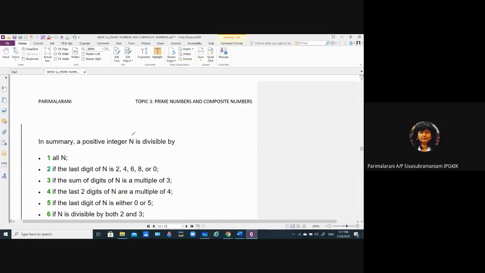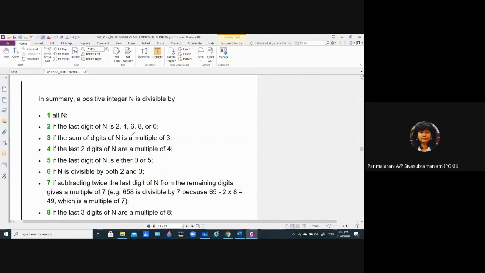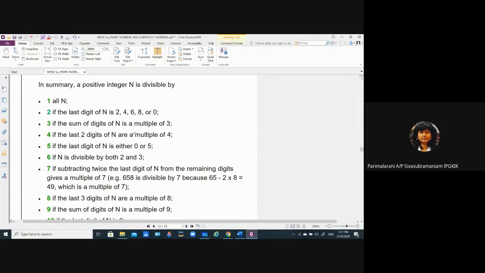Divisibility 2 up to 13. Only 2 until 13. Although there are many more, you don't have to do the rest. In summary, a positive integer n is divisible by 1.